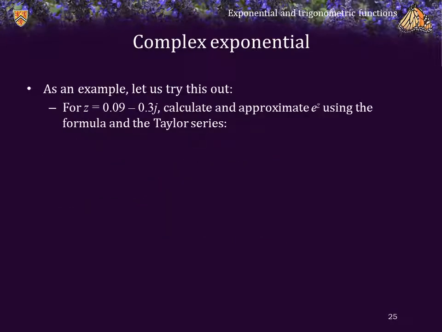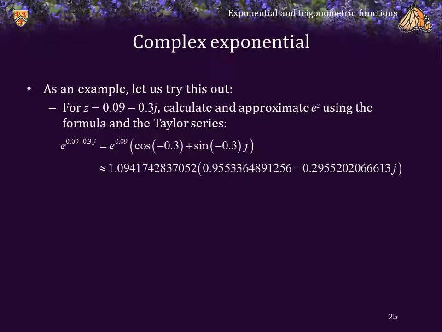As an example, let's try this out. Let z is equal to 0.09 minus 0.3j, and let us calculate e to the z using the exact formula, and then we will approximate e to the z using a truncated Taylor series. Now, starting with the formula, e to the z is equal to e to the 0.09 times cosine of negative 0.3 plus sine of negative 0.3 times j. Well, we can calculate each of those and expand that out to get that the result is approximately 1.0453 minus 0.32335 j.